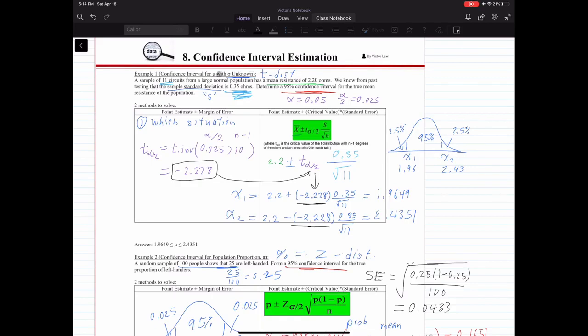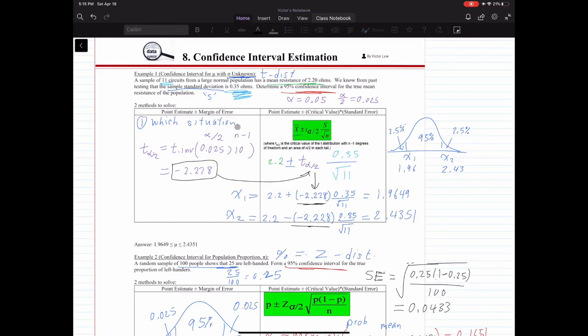We don't know the population standard deviation. And how we know we're in the third situation is because we're given the sample standard deviation. When we're given the sample standard deviation, that means we don't know the population standard deviation. So that's why we know that we're in the third situation. We're in the t distribution, and once we know that, we know that we're dealing with t distributions.